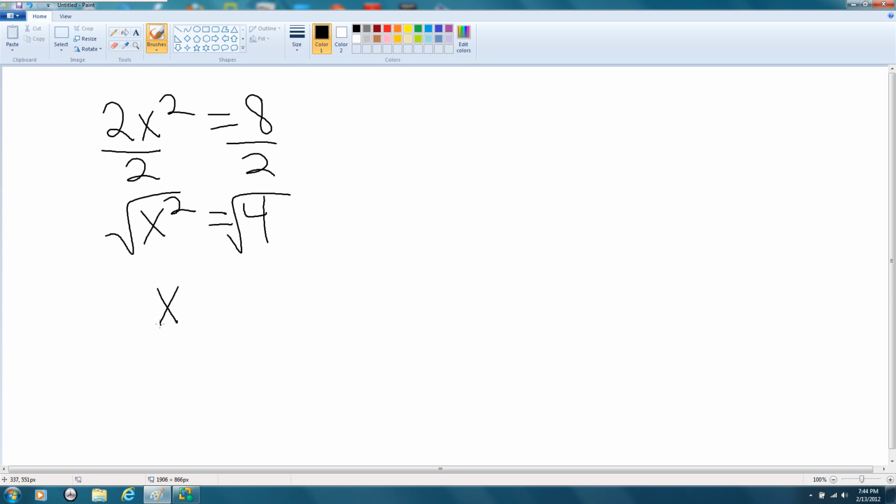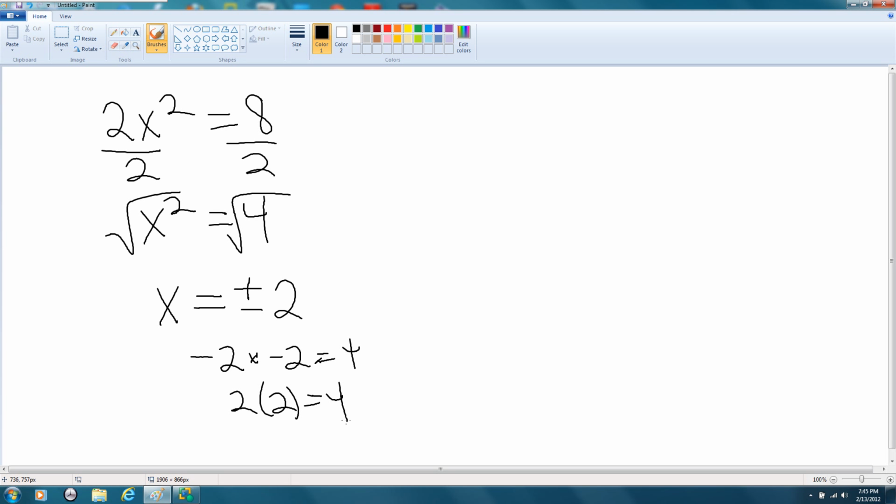That's called the principal square root. There's also the negative square root. So when we take the square root of 4, there's actually two answers. The answer is, we say, plus or minus 2. That's because negative 2 times negative 2 is equal to 4. And of course, 2 times 2 is equal to 4. So we include both the principal and the negative square root.